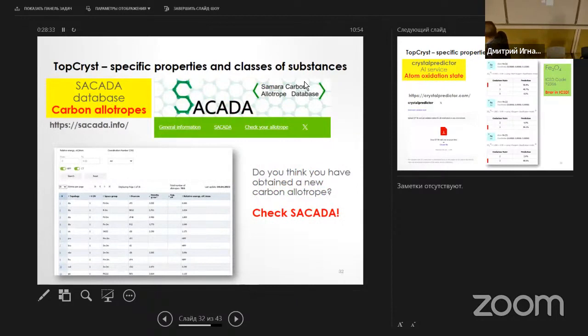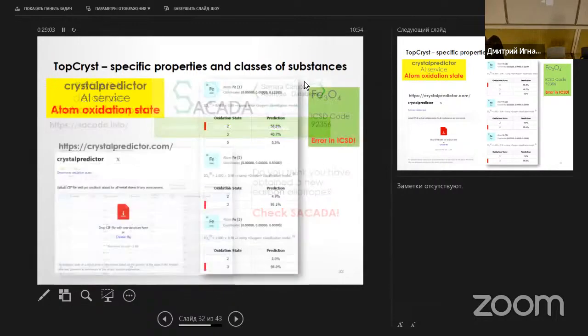This is another database called Sakada. It contains complete information about carbon allotropes, the materials which are similar to diamond, but not diamond. They are constructed from carbon atoms, but their structure differs from the diamond structure. And this is again a very famous class of structures now, and very intensively developing.